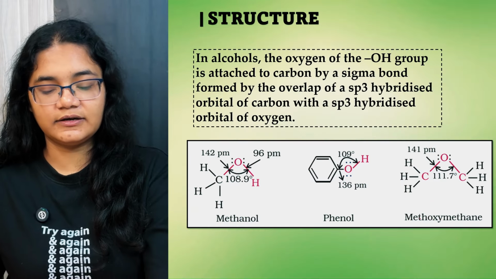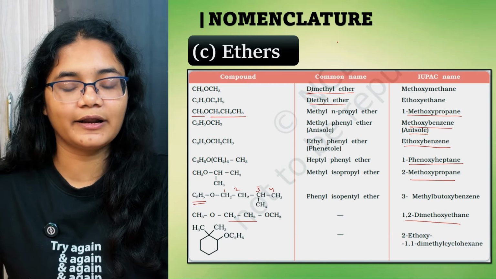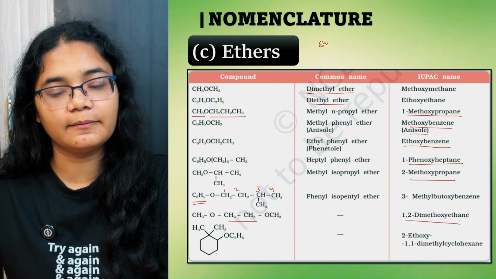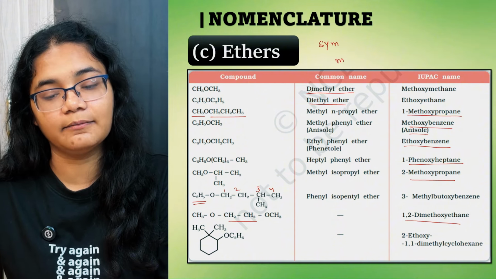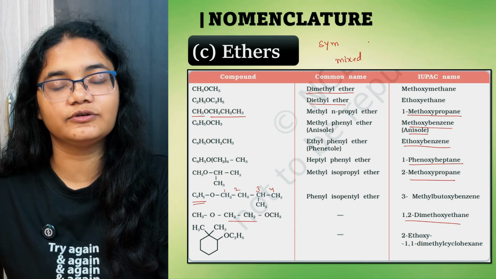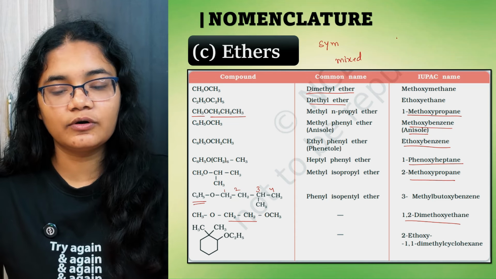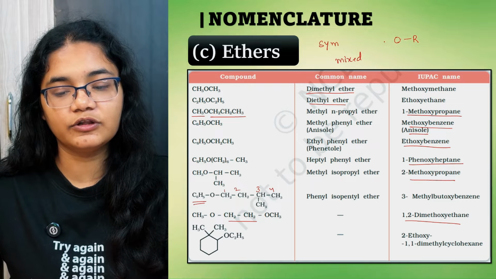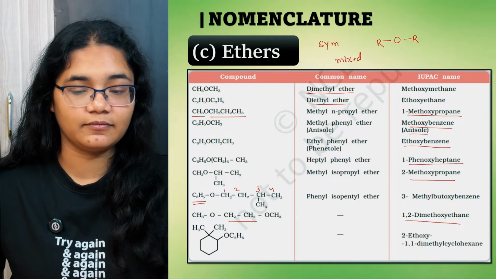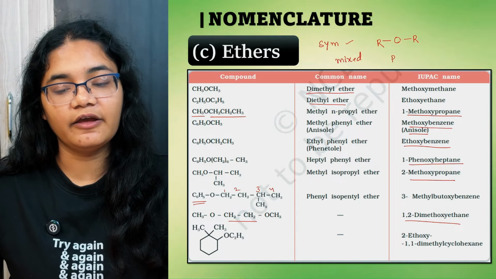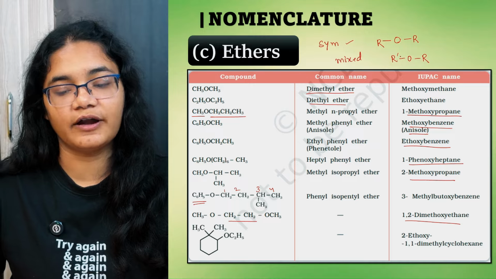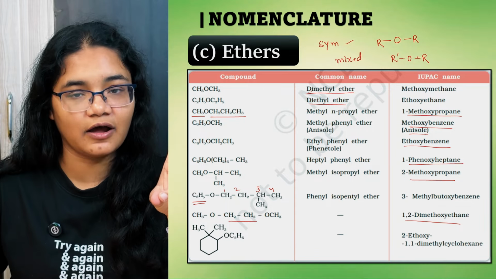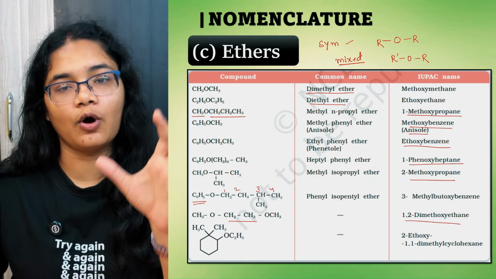Now in ether, I also want to tell you about the structure of ether. There is symmetrical ether and mixed ether, or we also say simple and complex ether. So in this ether, if both the R groups are the same, then it is called symmetrical ether. If the R groups are different, R dash and R, two different R groups, then it is called mixed or complex ethers.